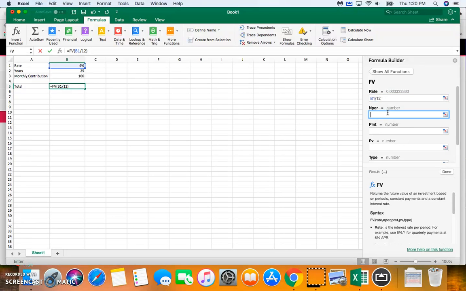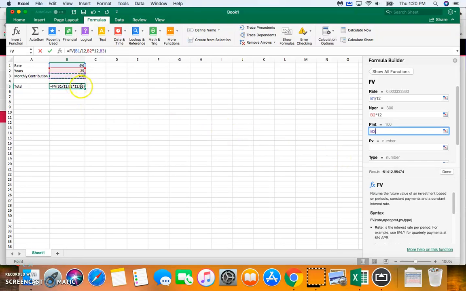Okay. Then this Nper is just the number of contributions you'll make over the lifetime. So the way you find this is you're going to take the number of years, so 25 years, and multiply that by 12 because you're making 12 payments each year. That's going to give us the total number of payments we make over the duration. The payment is just how much we are going to contribute. So I'm going to put in the payment, which is B3.